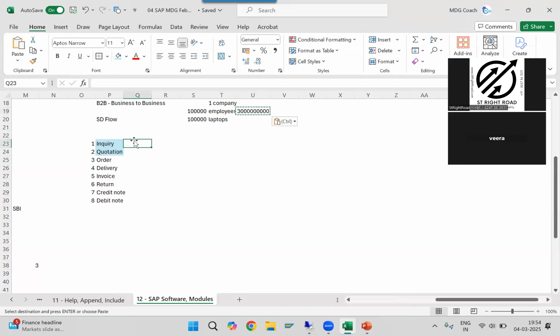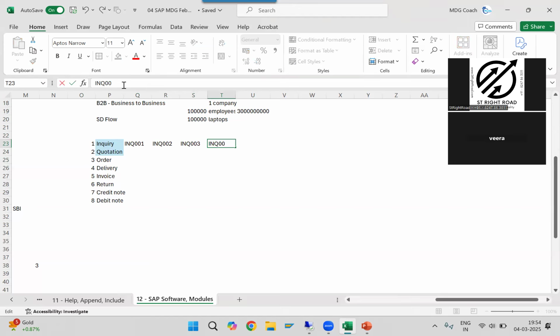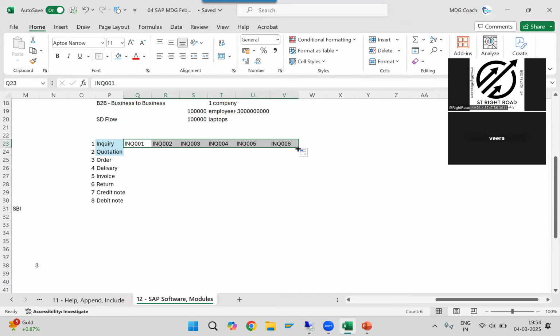So first they will send an inquiry to vendor 1: inquiry 001, inquiry 002, inquiry 003. So each inquiry goes to different vendors. Like this, they will get a quotation from multiple companies. This is called a tender. In the real world, there may be a tender notice, and many companies will participate in that tender.